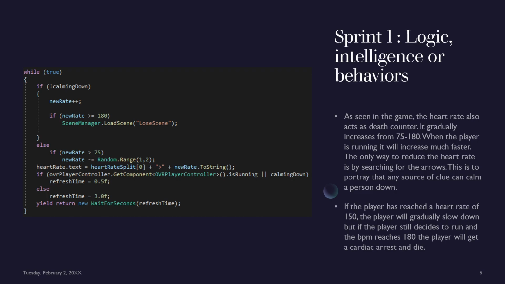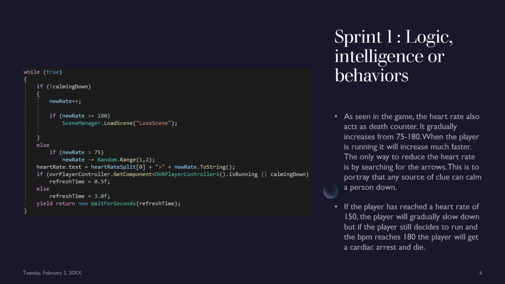The main logic in this game was again to survive, escape from the room, and survive from the monster. But there was also the heartbeat thing. The heart rate acts like a death counter also. It gradually increases from 75 to 180. When the player is running, it will increase much faster.